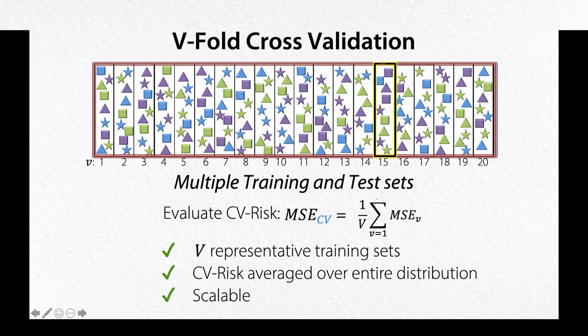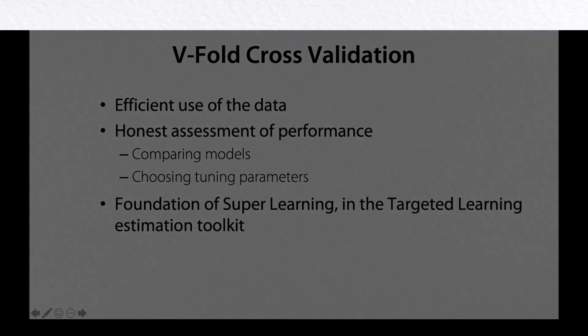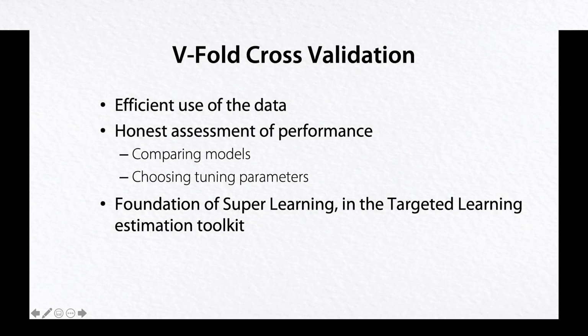In this way, each training set faithfully represents the distribution of the data, and the CV risk itself is calculated with respect to the entire data distribution. Unlike leave one out cross-validation, this approach is quite scalable. In fact, at larger sample size, smaller values of V can be appropriate, for example, 3 or 5 or 10. Compared with holdout cross-validation, V-fold cross-validation makes more efficient use of the data, resulting in a narrower confidence interval around the risk estimate.